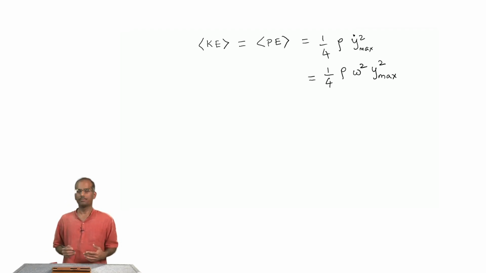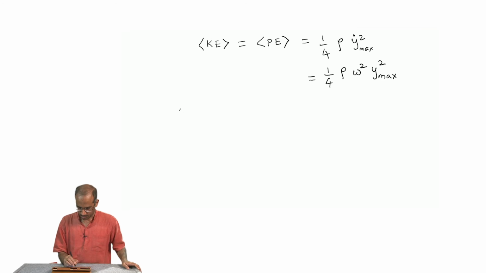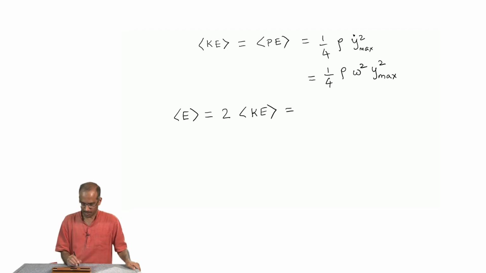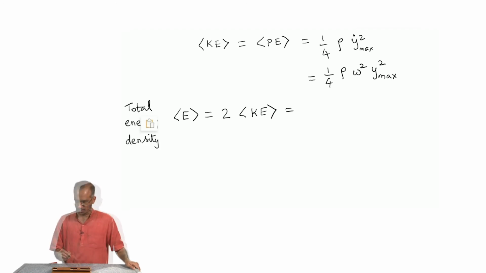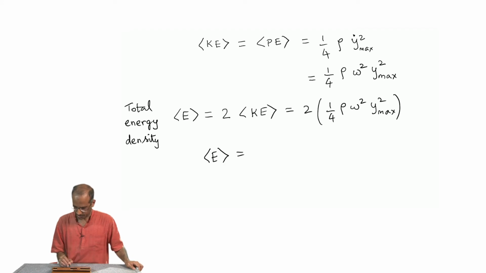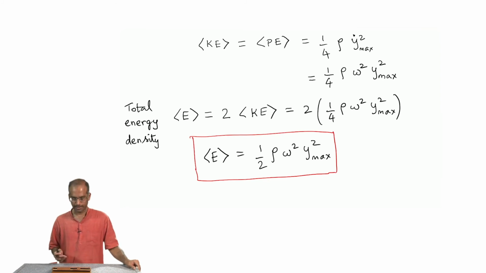Since the kinetic and potential energies are exactly equal, the total energy is simply 2 times any one of them. So, let me take it as 2 times the averaged kinetic energy, hence the total energy density is equal to 2 times 1 by 4 rho omega square y max square, and that is equal to half rho omega square y max square. So, this is our expression for the total energy density.